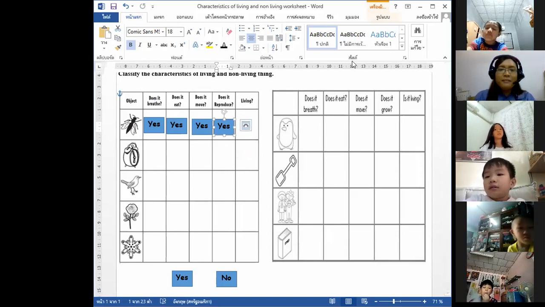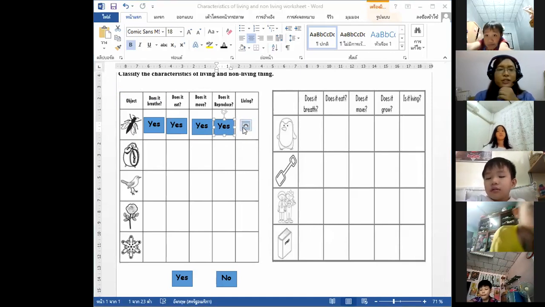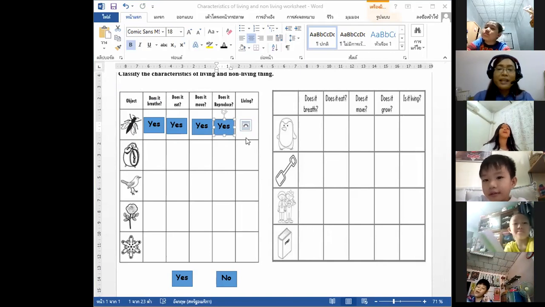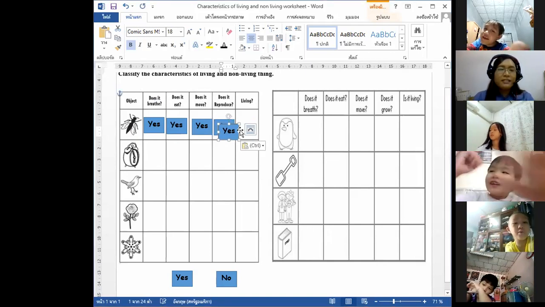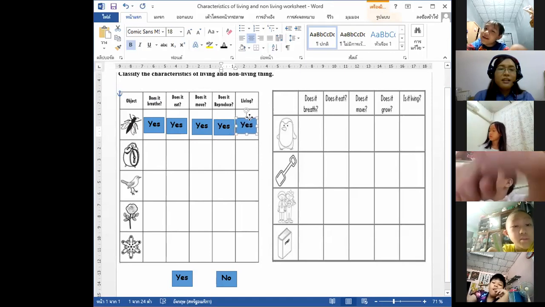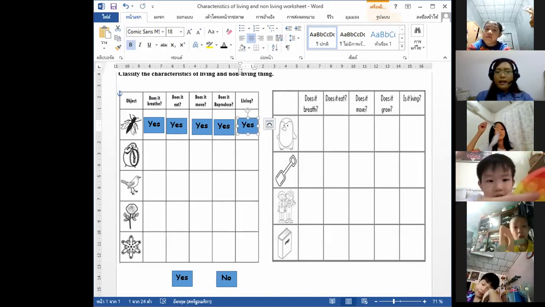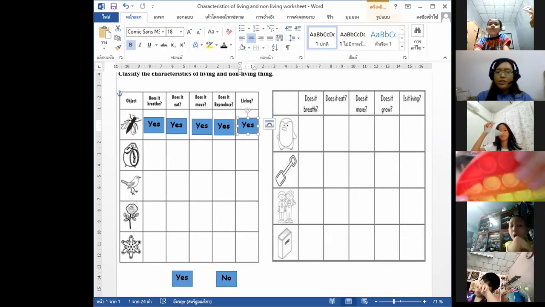Fifth question. Is it living or non-living? It's living. Yes, it is. It's a fly. Okay. Let's proceed to object number 2.